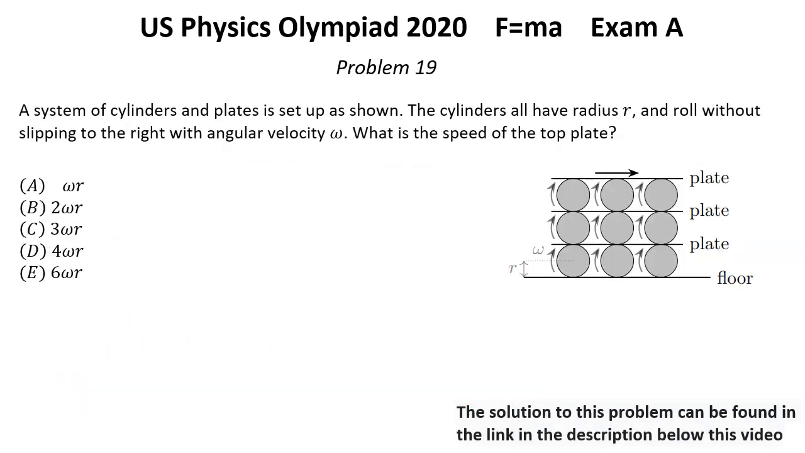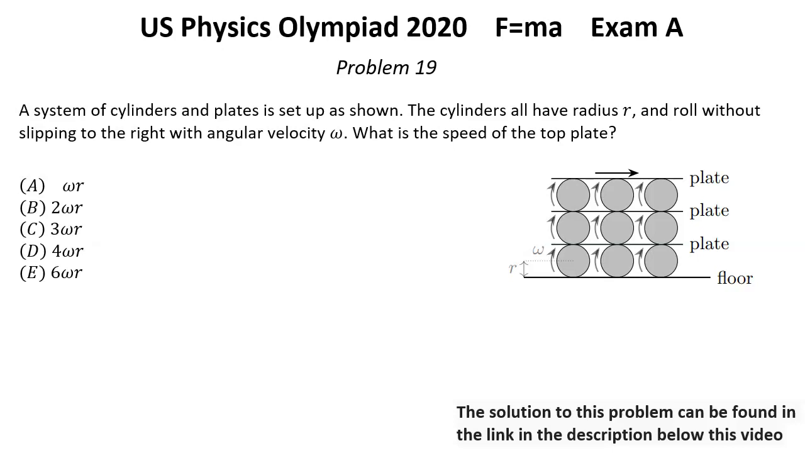Problem number 19. A system of cylinders and plates is set up as shown. The cylinders all have radius small r and roll without slipping to the right with angular velocity omega. What is the speed of the top plate? Solution for problem number 19.